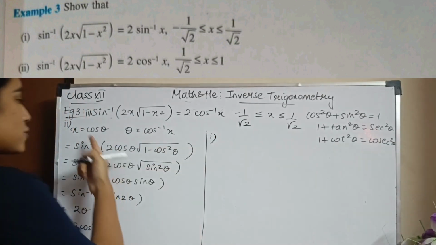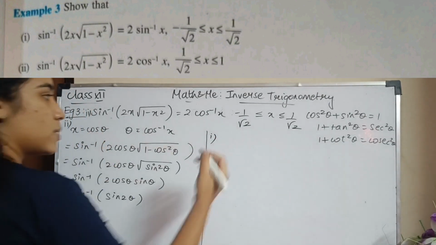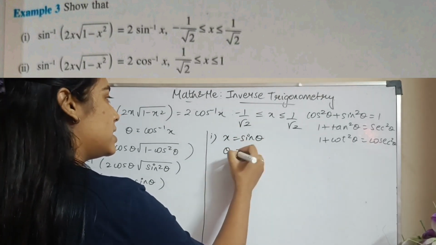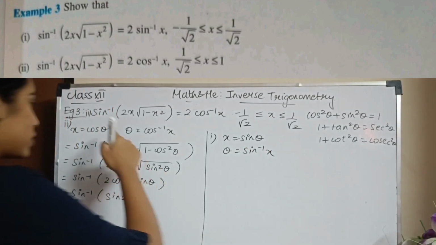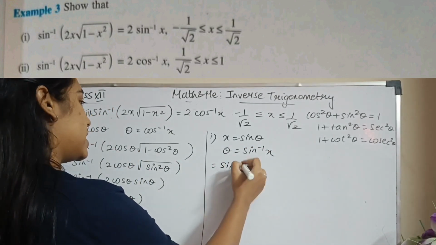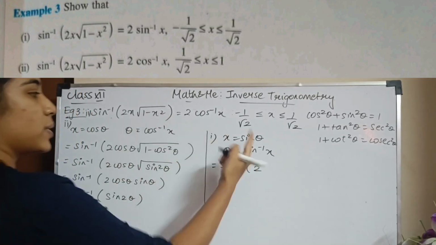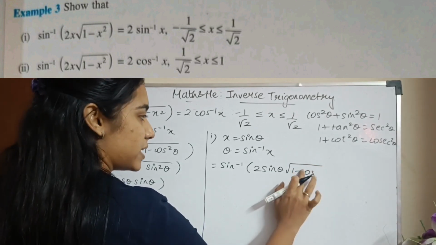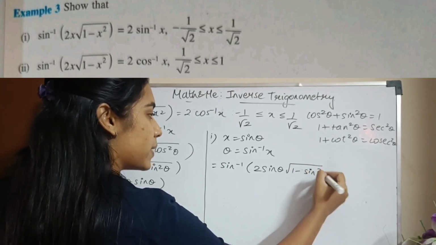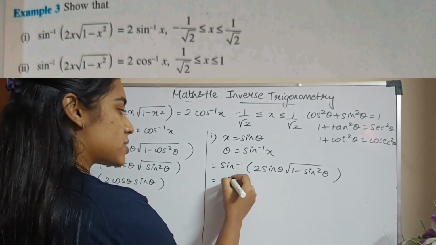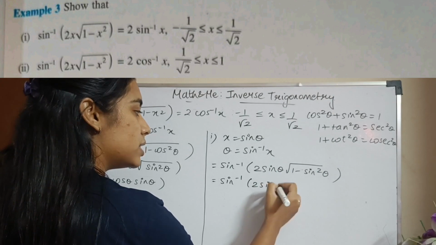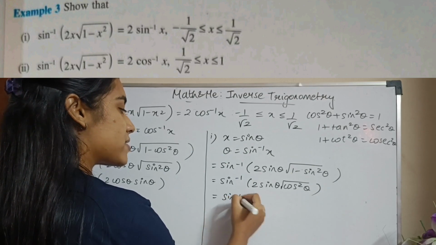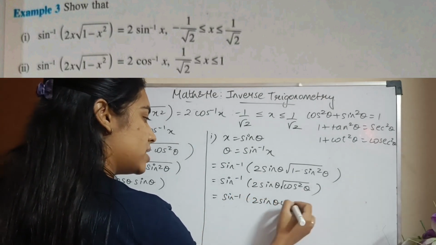Now first subsection, you simply have to change x equals cos theta to x equals sin theta. Now let us substitute x equals sin theta. So what do I have? Theta equals sin inverse of x. I have to repeat the same steps. So what do I have? Sin inverse of 2 times. Now what is the value of x? Sin theta. So I have sin theta square root of 1 minus sin square theta. Your x is sin. So sin square theta. 1 minus sin square theta is cos square theta. So sin inverse of 2 sin theta cos square theta inside the square root. Taking the square root out, I have sin inverse of 2 sin theta cos theta.